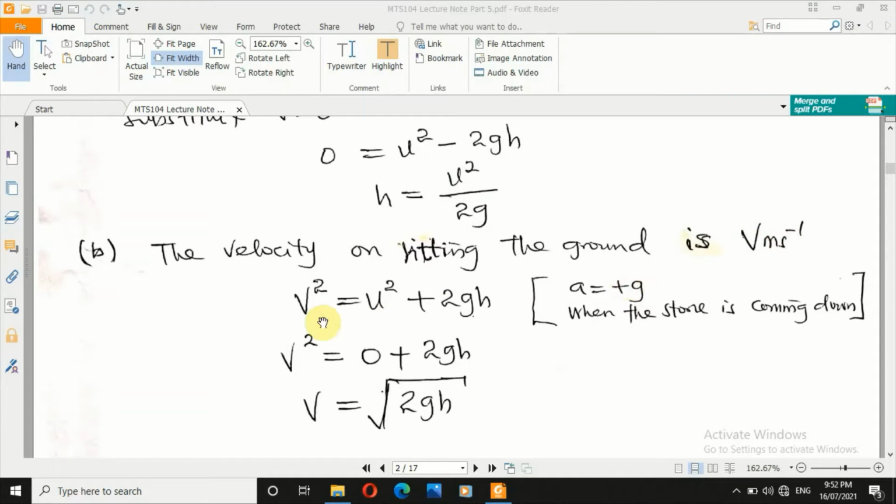So here we have v squared is equal to u squared plus 2gh. So here, acceleration is equal to what? Plus g. Don't forget, when the stone is going up, the acceleration is negative, but when it's coming down, the acceleration is positive. When the stone is coming down, v squared is equal to u squared plus 2gh. Then v squared is equal to what? 0 plus 2gh. Then we have v is equal to the square root of 2gh.